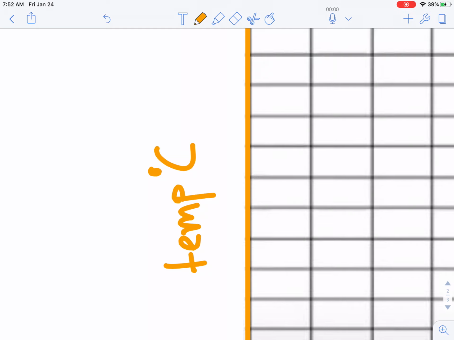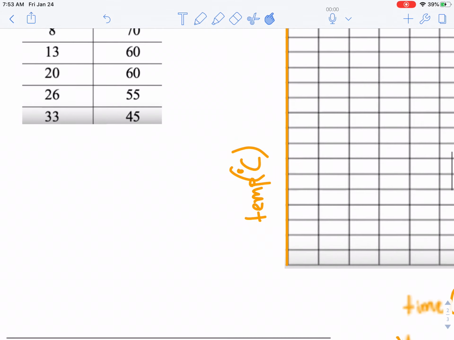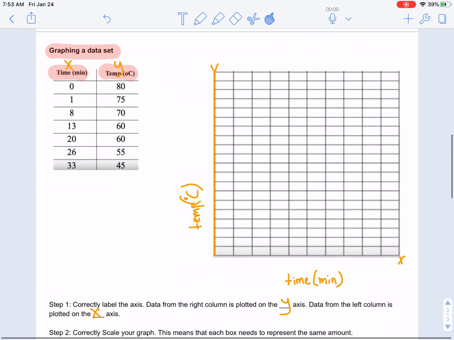Oh, I forgot my parentheses. Good to have standard notation. Okay, so we got labeled axes.